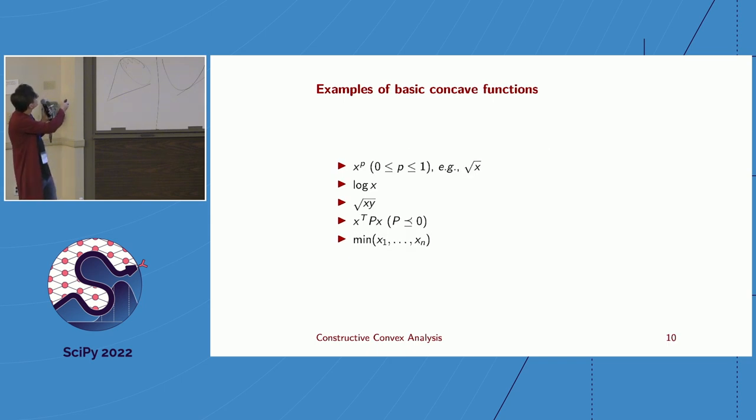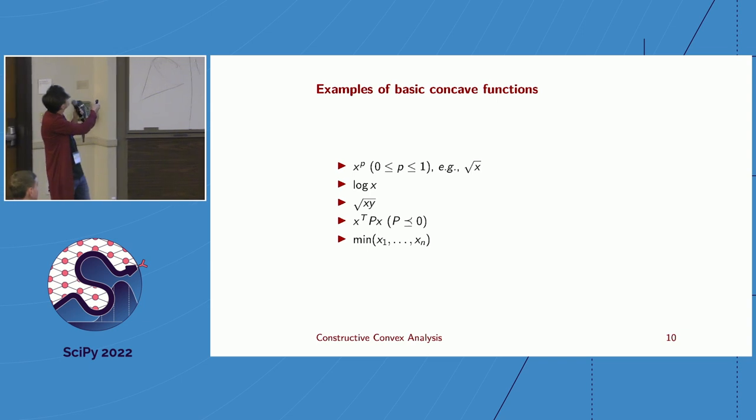Here are examples of concave functions, say the log of x, square root of a product. So this is allowed specifically because two variables and square root, this is the geometric mean. So you can go on the Wikipedia page, look up geometric mean if you haven't encountered it in the past. This is a concave function. X transpose Px, that quadratic form, if all the eigenvalues of P are less than or equal to zero, this is concave. And as you might imagine, if max was convex, then min will be concave.